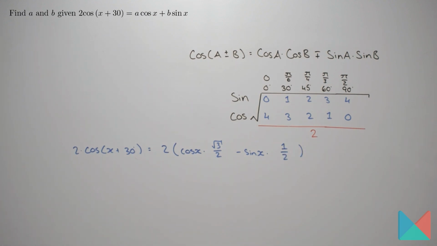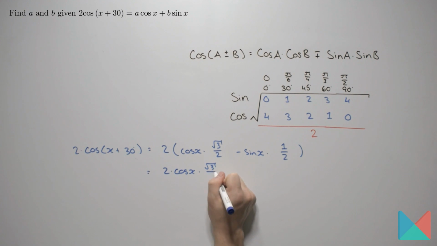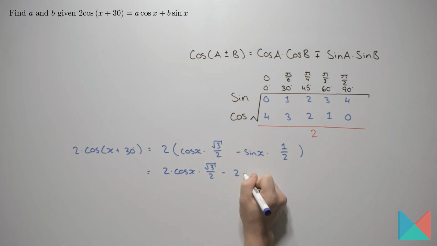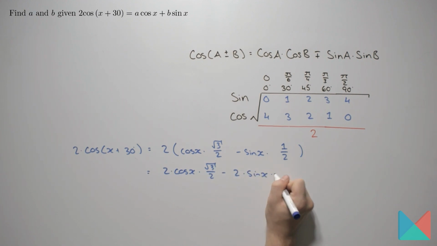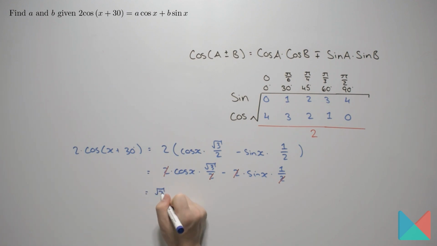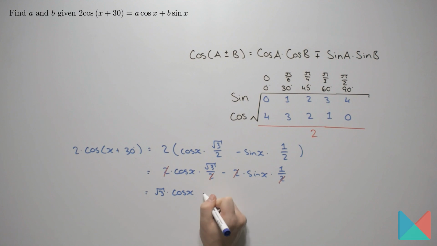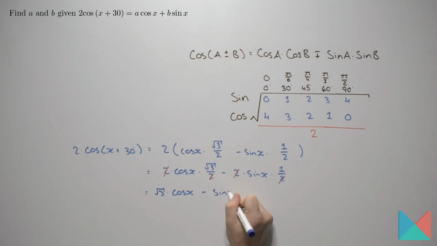Now we can expand our 2 into the brackets, so we're going to get 2 times cos x times the square root of 3 over 2, take 2 times sine x times 1 over 2. And now you can see that our 2's cancel out, so we have a 2 that cancels out here, and also a 2 that cancels out here. And we're left with the following expression, the square root of 3 times cos x take sine x times 1, which is going to be take sine of x.